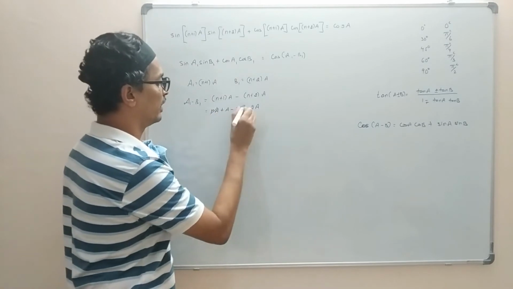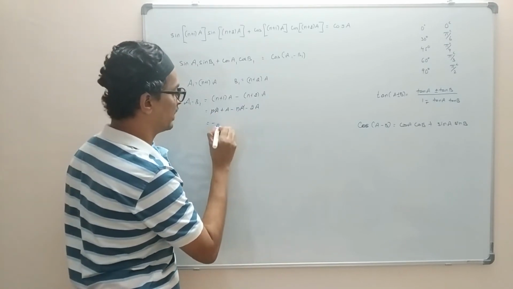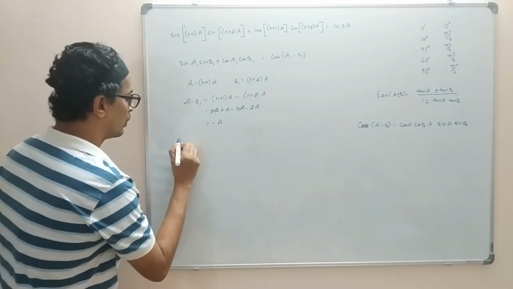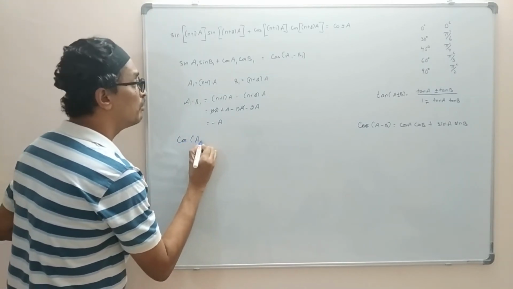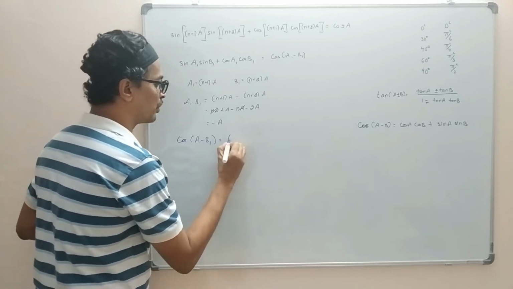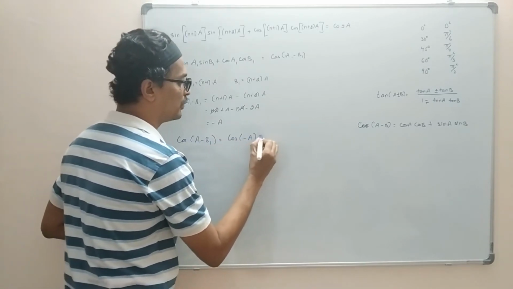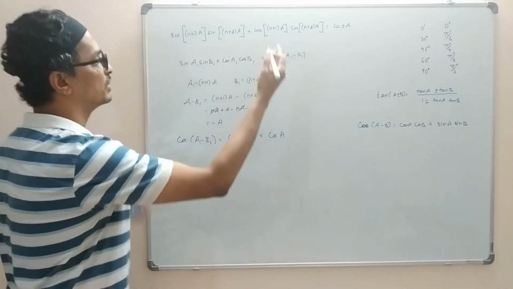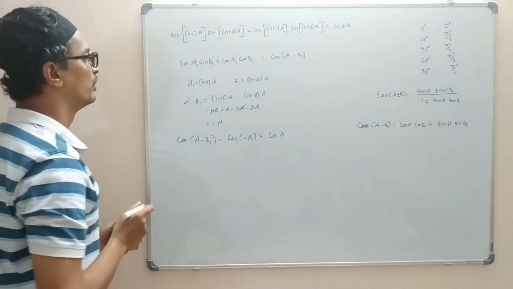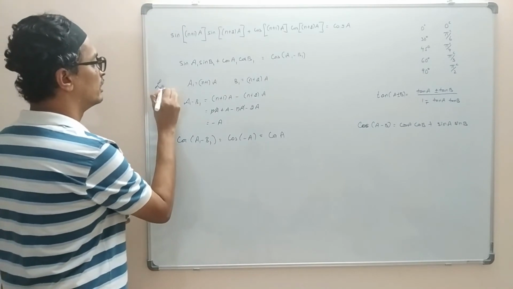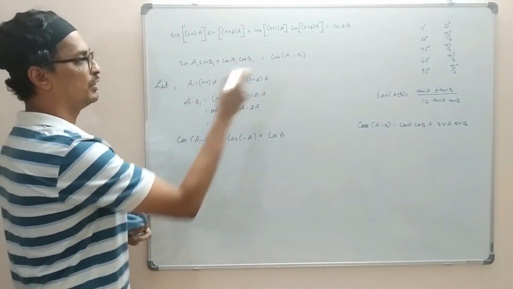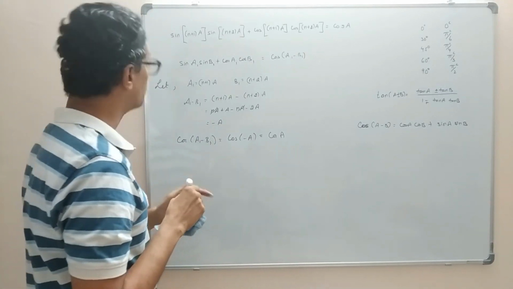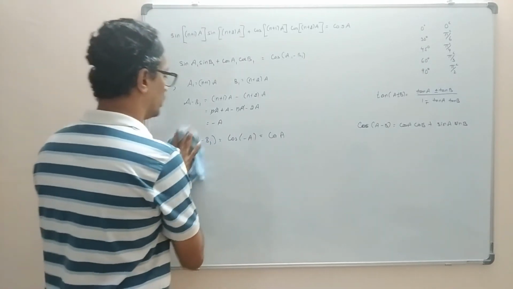So this and a cancel, so it's going to become minus a. Okay, so therefore cos of minus a. cos(a1 minus b1) will be equal to cos of minus a, which is equal to cos a. Therefore this is equal to cos a. So we have to write, let a1 be 1. Okay, so then it will be this. So this is also simple.